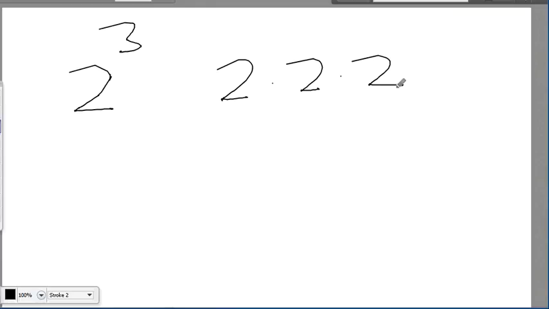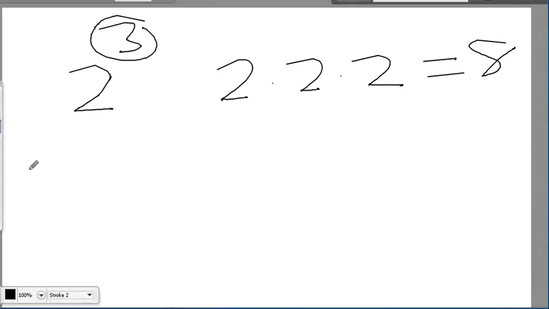Let's look at a few more examples of exponents. Let's say you have 2 to the third power. The 2 is our base, the 3 is our power, or the exponent. The exponent tells us how many times we're going to multiply the base by itself. So 2 to the third power is really 2 times 2 times 2. It's 2 multiplied by itself 3 times. So 2 times 2 is 4. 4 times 2 is 8. So 2 to the third power would be 8.